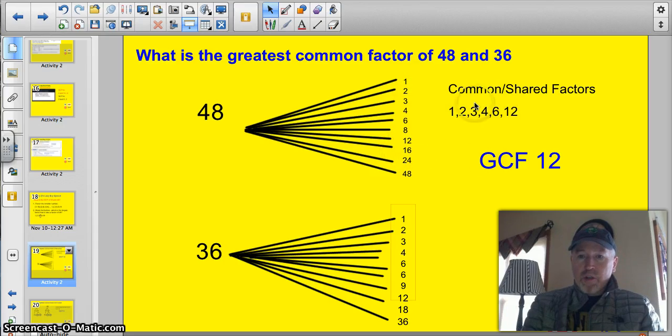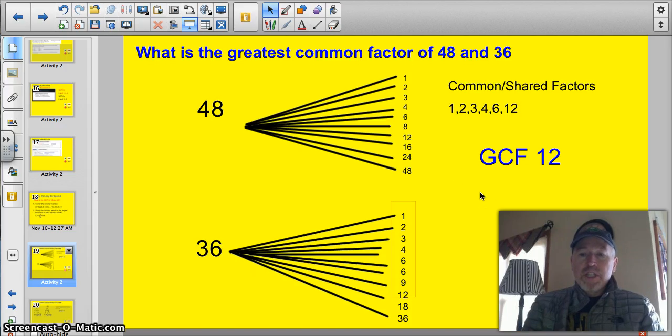Here are the greatest shared factors or common factors: 1, 2, 3, 6, and 1, 2, 3, 4, 6, and 12. Obviously, whatever number appears at the end is the greatest common factor. GCF is 12. It's a miracle.